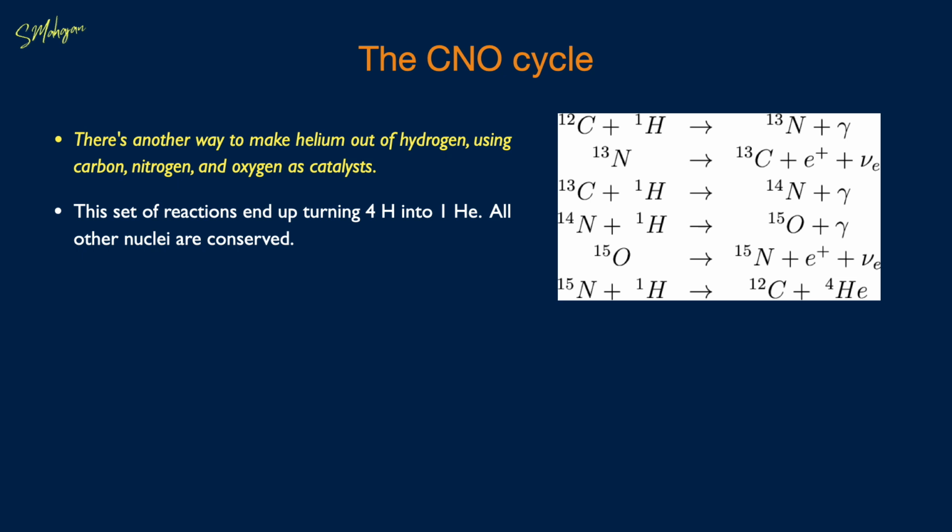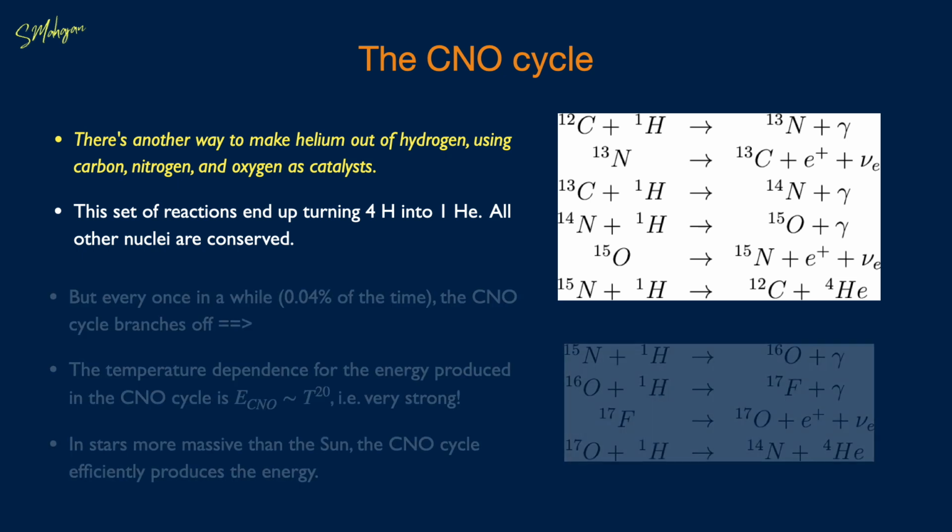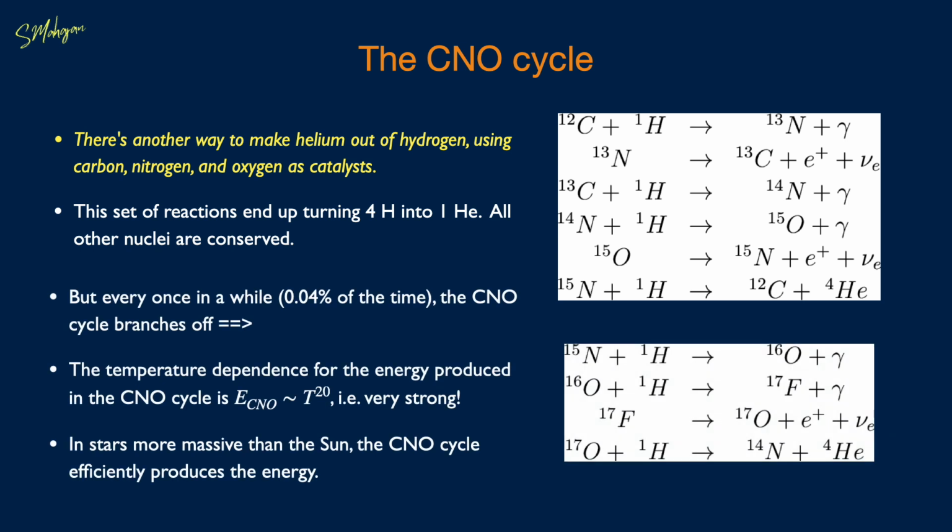There's another way to make helium out of hydrogen, using carbon, nitrogen, and oxygen as catalysts, as shown here. This set of reactions converts 4 hydrogen atoms into a helium atom, while all the other nuclei remain conserved in the complete set of reactions. But every once in a while, the CNO cycle branches off, as shown in the bottom set of reactions.